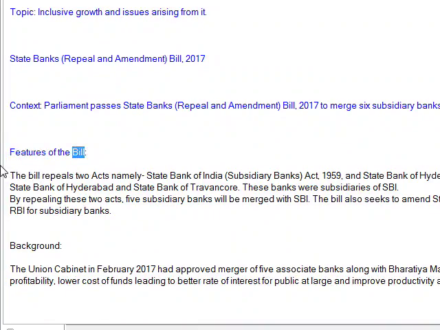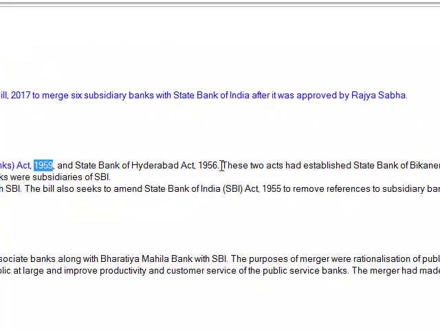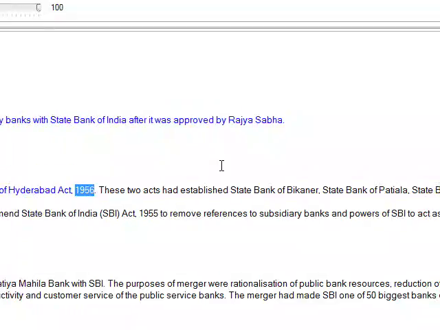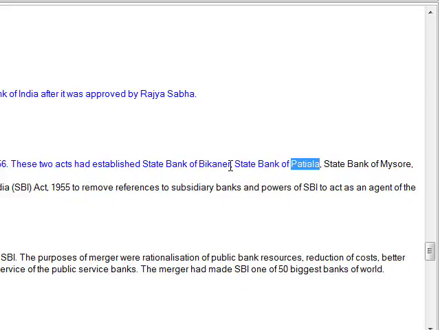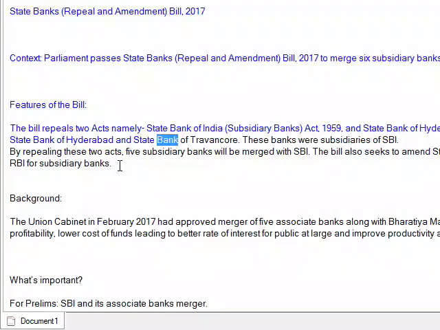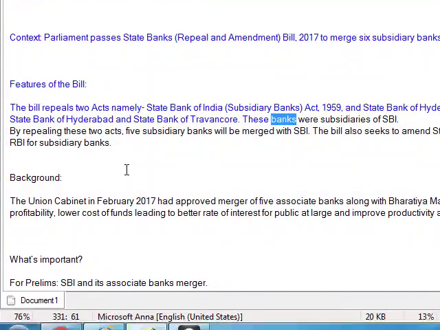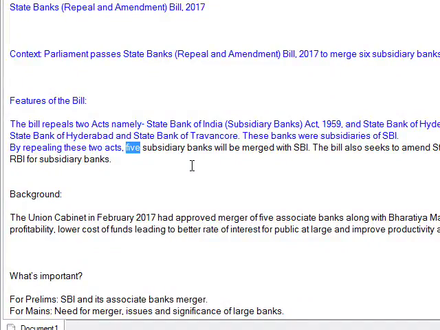Features of the bill. The bill repeals 2 acts, namely, State Bank of India Subsidiary Banks Act, 1959, and State Bank of Hyderabad Act, 1956. These 2 acts had established State Bank of Bikaner, State Bank of Patiala, State Bank of Mysore, State Bank of Hyderabad and State Bank of Travancore. These banks were subsidiaries of SBI. By repealing these 2 acts, 5 subsidiary banks will be merged with SBI.